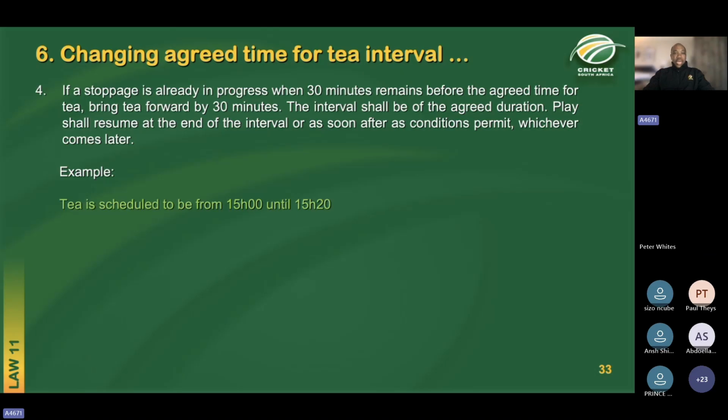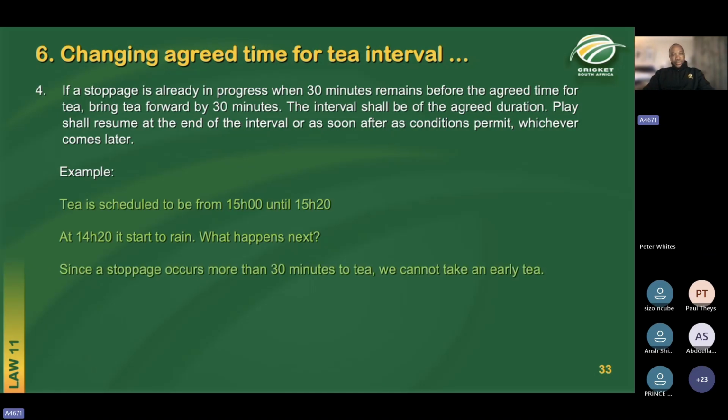Tea is scheduled again from 3 until 15:20. At 14:20, it starts to rain. How many minutes before the scheduled tea break is that? That is 40 minutes before the scheduled tea break. So can we take tea immediately? No, we cannot. So what do we do?